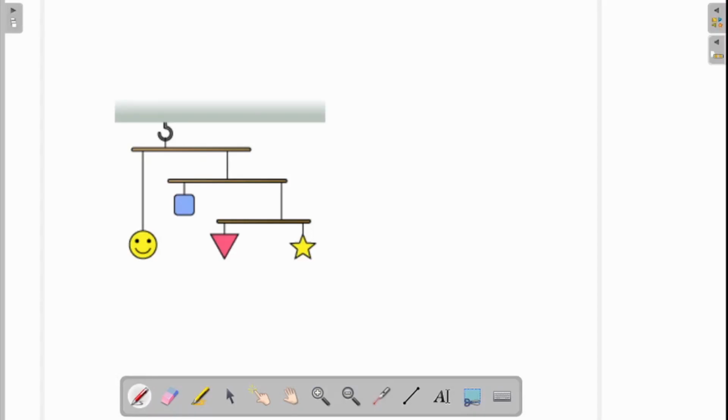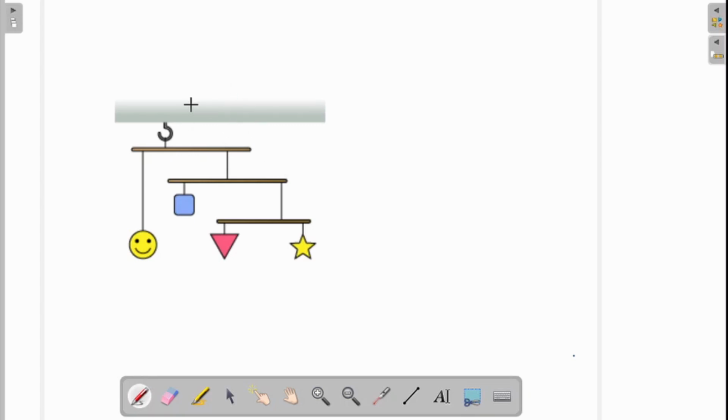Hello, and welcome to this video on rotational motion. Specifically today we're going to be talking about torque and static equilibrium. When we talked previously about equilibrium, when the net force on an object is zero, we specifically focused on the net force in the x and y direction.